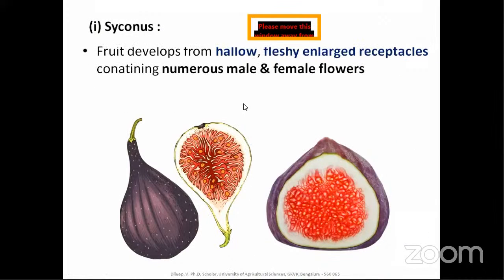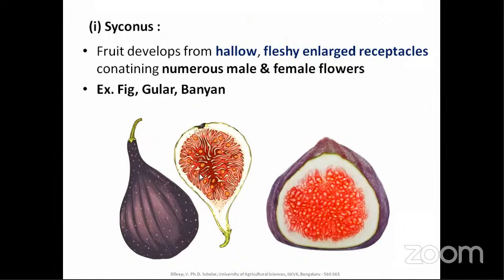And syconus. The fruit is developed from a hollow, fleshy, enlarged receptacle and contains numerous male and female flowers. Imagine fig and also the wild fig. So you can see this is the hollow portion. There will be a hollow portion, and the fleshy receptacles will be there, and those are actually edible, with numerous male and female flowers. At the stigmatic end there will be male flowers, and at the stalk end there will be female flowers. So this is the syconus.